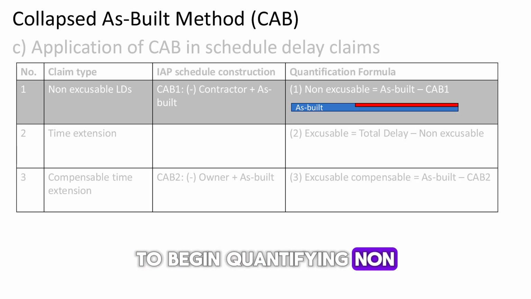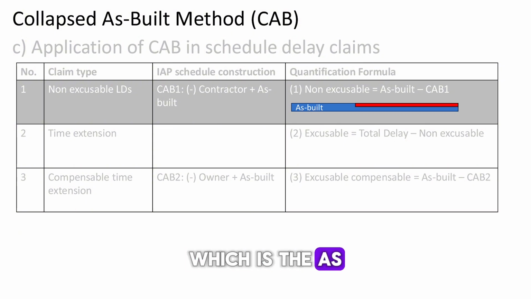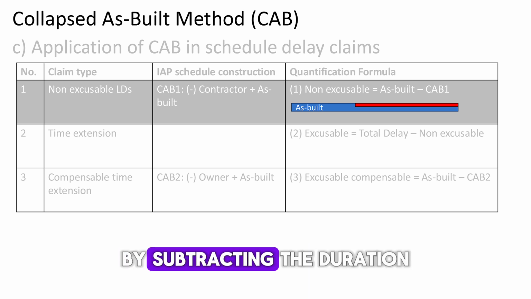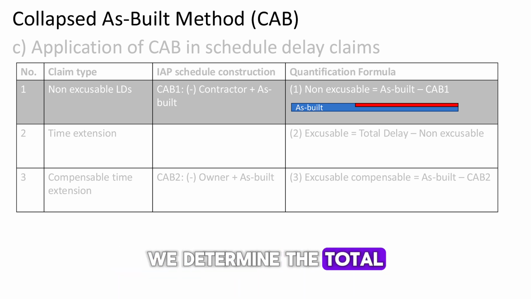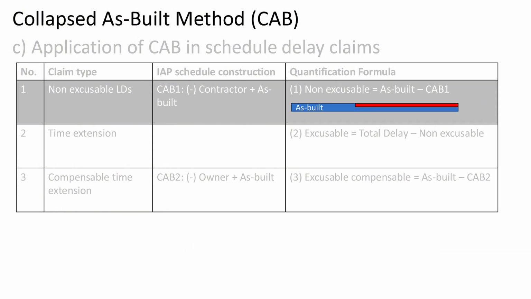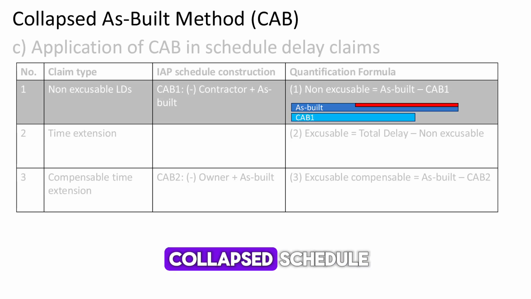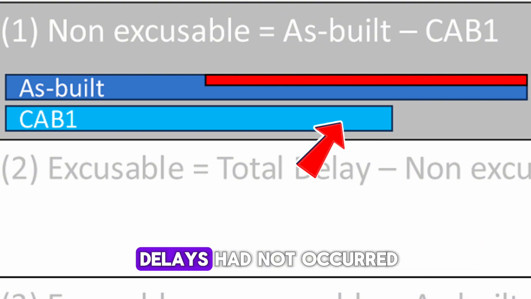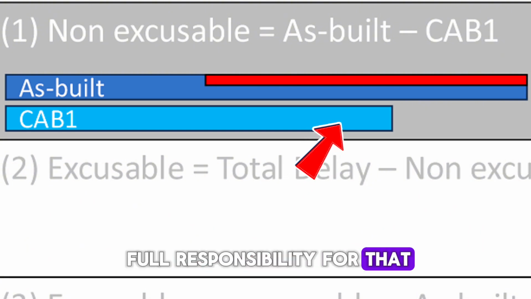To begin quantifying non-excusable delays, we develop what's called CAB-1, which is the as-built schedule with all contractor-caused critical delays removed. By subtracting the duration of CAB-1 from that of the original as-built schedule, we determine the total amount of non-excusable delay. This process basically isolates the contractor's direct impact on the overall timeline. The result is a collapsed schedule that shows how much time would have been saved if those specific contractor delays had not occurred. Therefore, the contractor must bear full responsibility for that time loss.